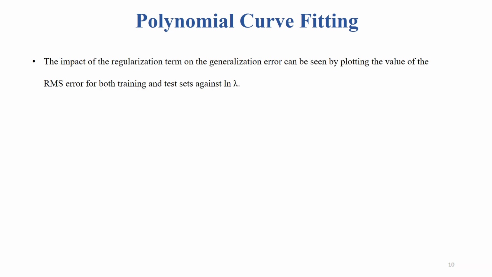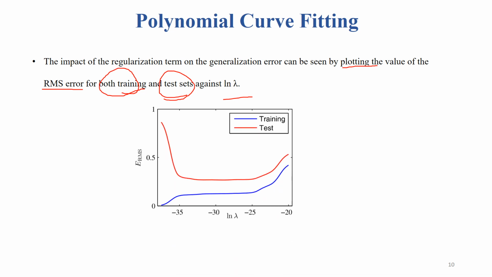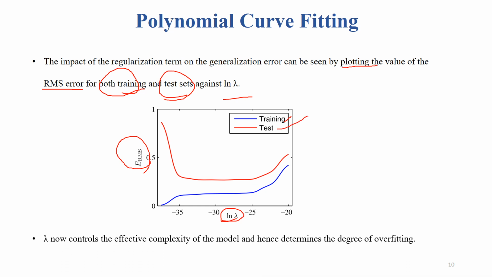The impact of the regularization term on the generalization error you can see by plotting the values of the RMS error for both training and test set against ln of lambda. You could see the graph. You are plotting this RMS error against ln of lambda for both training and testing. And thereby we could infer that lambda is able to control the effective complexity of the model and hence it is determining the degree of overfitting. Thank you.